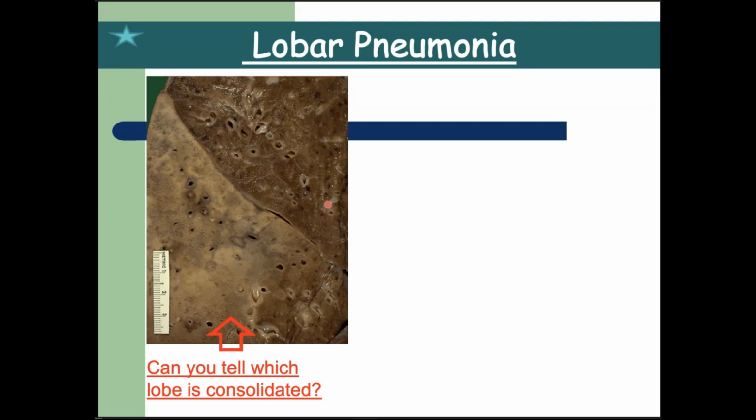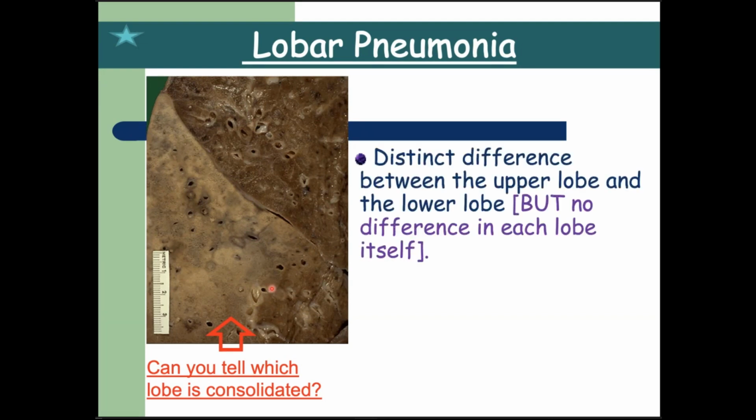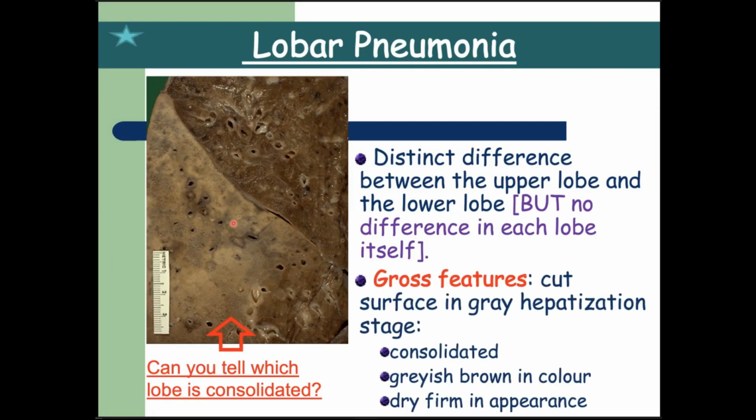Mashallah, the lower lobe is the congested one, and you can see the difference. But within each lobe, the whole lobe is very similar. It's not much different. So within the lobe, there's no difference. That is why it's called lobar pneumonia, when the whole lobe is affected. You'll see the difference when we do the bronchopneumonia. You see the difference in this. So the whole lobe is consolidated, brownish in color. So these are the gross features.